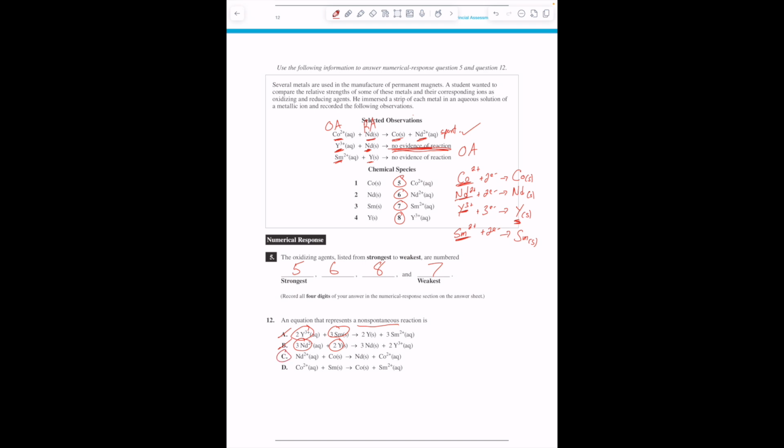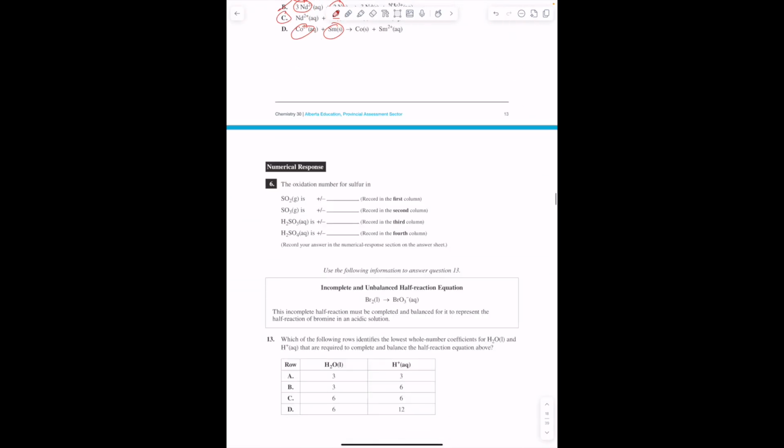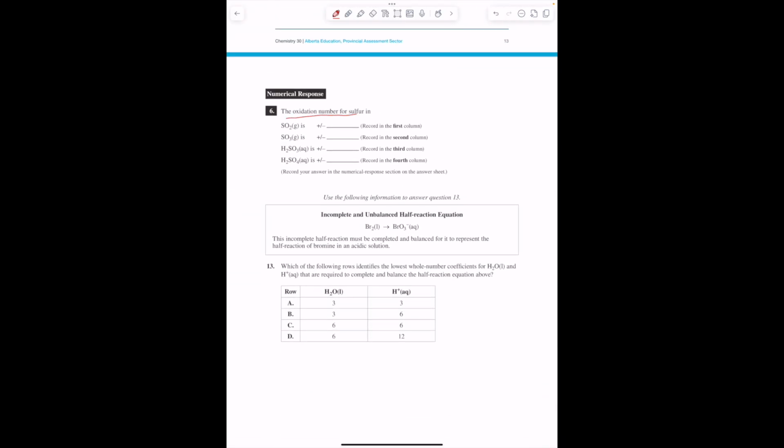But I'm going to check the last one. Co2+ and Sm. The OA is above the RA, so that is spontaneous. So that's out. So the answer has to be C. Okay, next one. Oxidation number for sulfur.